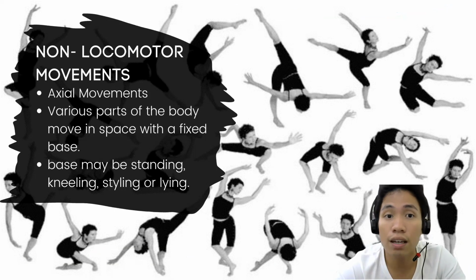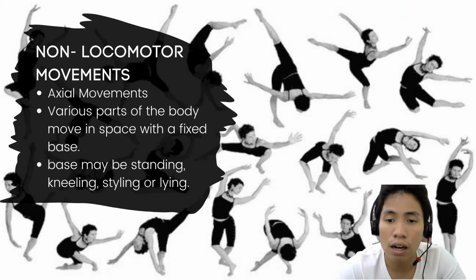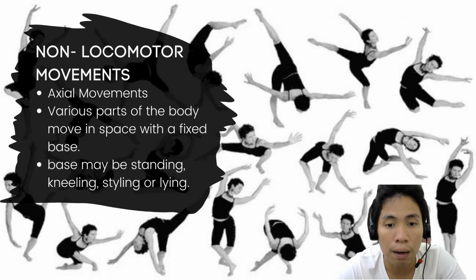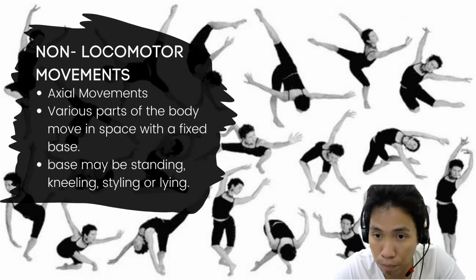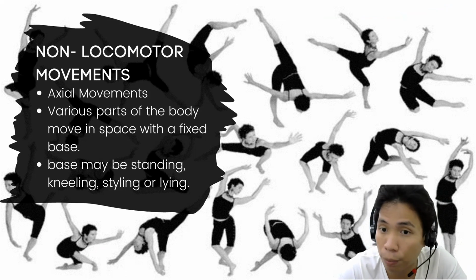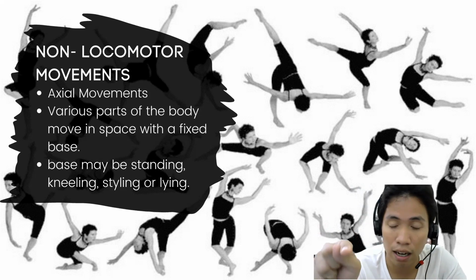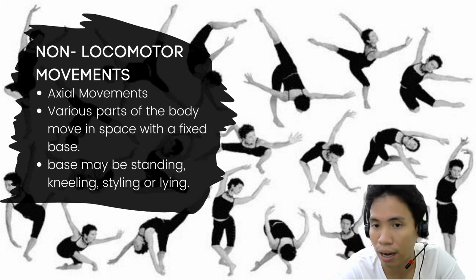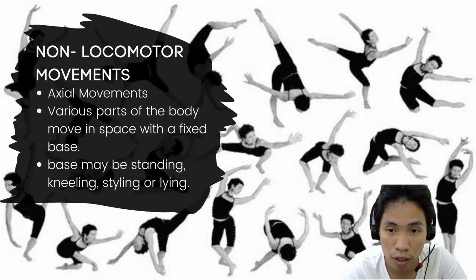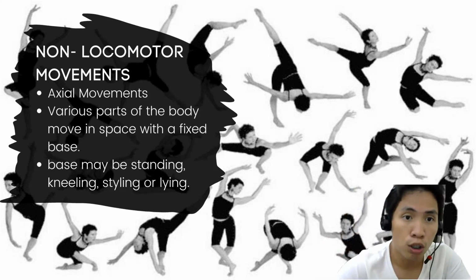Next is the non-locomotor movements or the axial movements. Again, non-locomotor movements means that various parts of the body move in space with a fixed base. As compared to locomotor movements, you are moving your body, but your feet or one of your feet is stagnant, on standby. You are no longer moving it. Examples of this are stretching exercises.